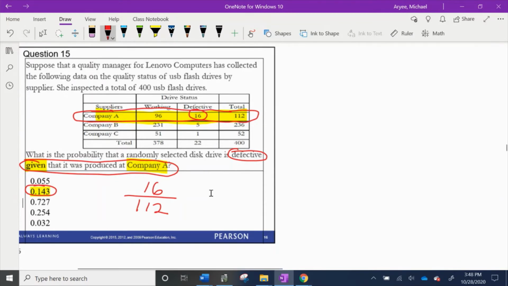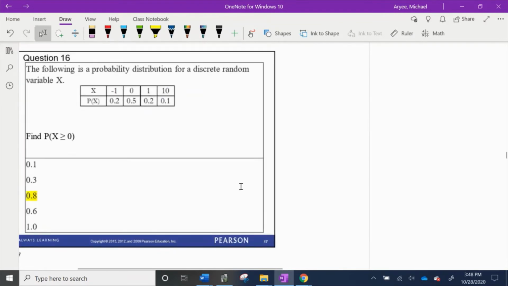Okay, so let's go to the next one. We're progressing well. So question 16, that's a straightforward question. Says x greater or equal to 0, 1. So we're going to add those ones, 0.5 plus 0.2 plus 0.1, that gives us 0.8.